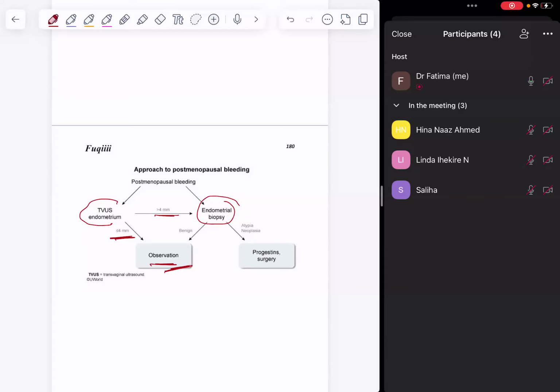But if the biopsy results show atypia or endometrial neoplasia, it will give you a clue for a precancerous or cancerous lesion. Now you have to treat the patient. You put the patient on progestin therapy if fertility is desired, or if a patient is not a surgical candidate. Otherwise, if they ask you about the definitive treatment, then definitive treatment will be surgery or hysterectomy. Clear?